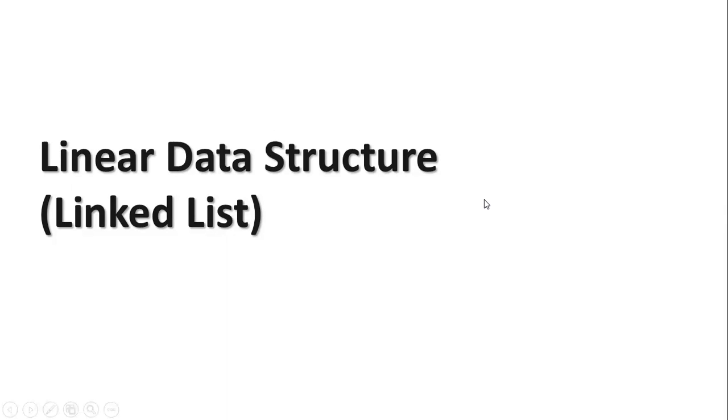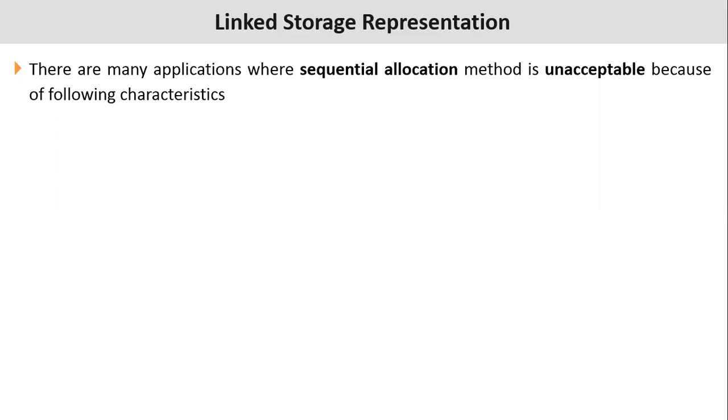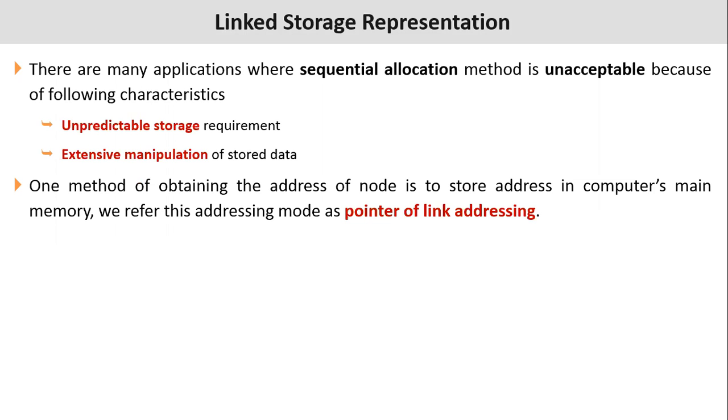Linear data structure, linked list, link storage representation. There are many applications where the sequential allocation method is unacceptable because of the following characteristics: unpredictable storage requirement, extensive manipulation of stored data. One method of obtaining the address of a node is to store the address in the computer's main memory. We refer to this addressing method as pointer or link addressing.